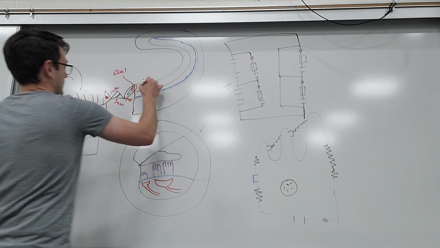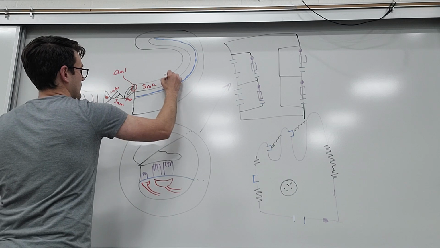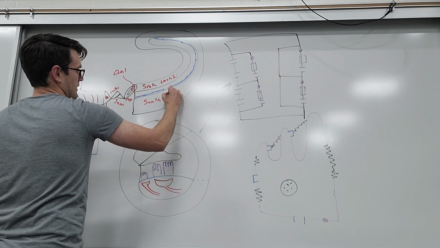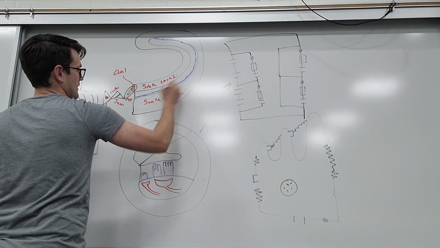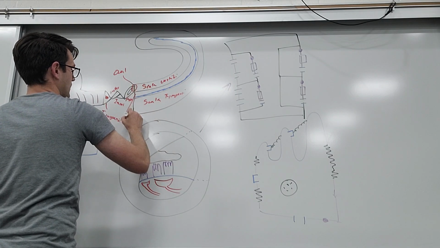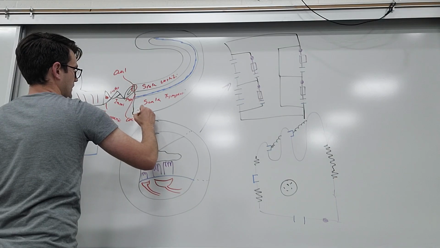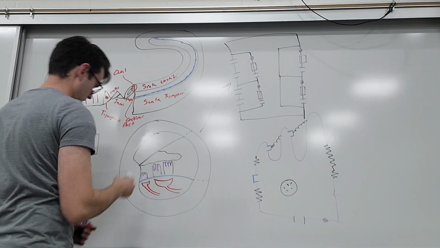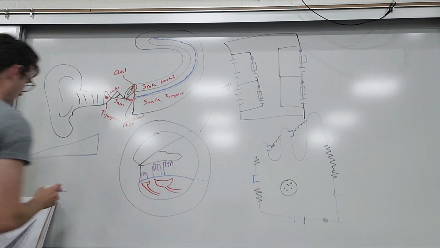Our scala vestibuli. And this is our scala tympani. And then this right here, this is our cochlear duct. And this blue line that I drew here, that's what's called our basilar membrane.